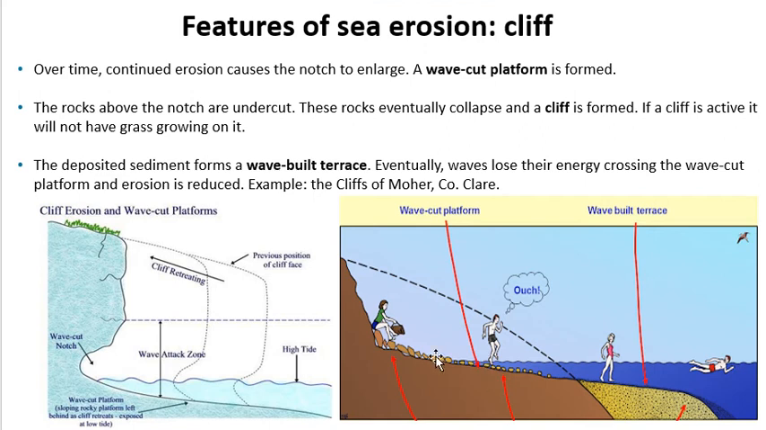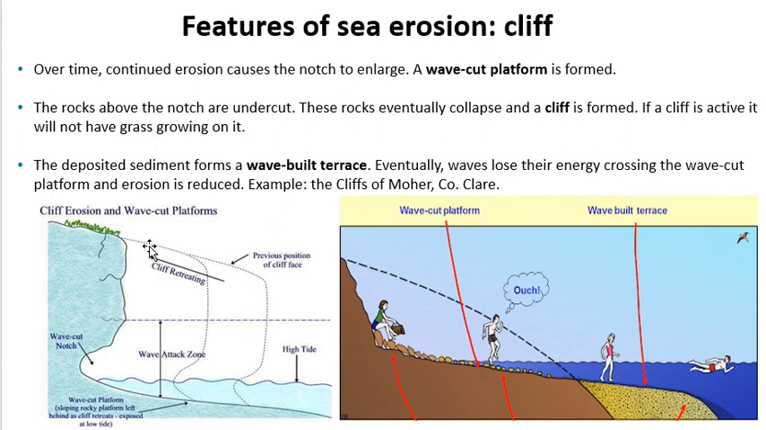So here, guys, here's an example of a wave-cut platform. Okay, this is where the cliff used to be. It's been eroded in. The notch is eroding in, and there's a wave-cut platform that you can literally stand on. Okay, so again, guys, as we know, this notch is being undercut deeper and deeper and deeper. What's going to happen, do we think, to this bit of rock above it? Well, this really, really heavy bit of rock will eventually collapse and a cliff is formed.